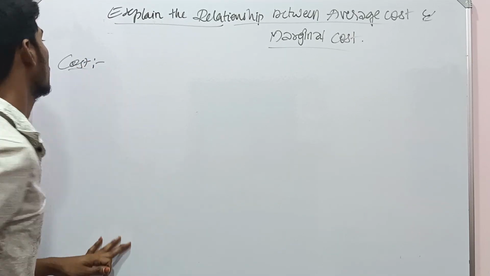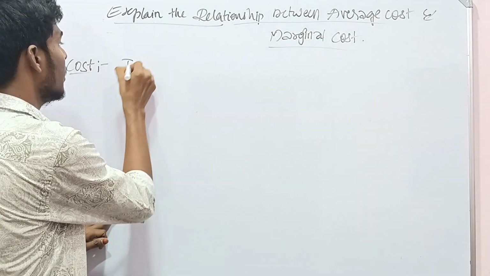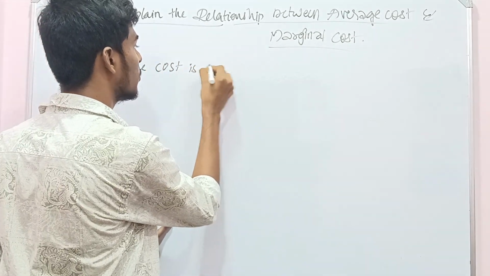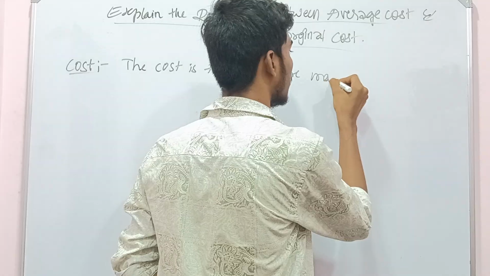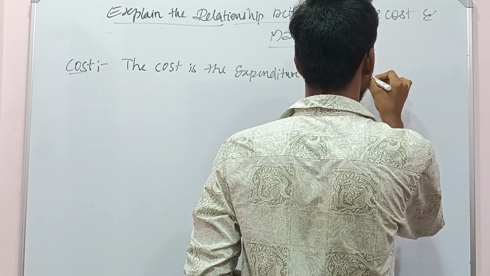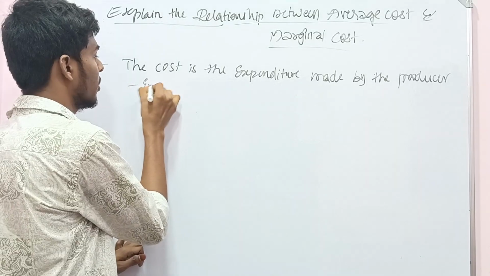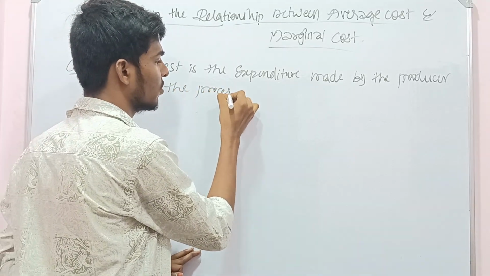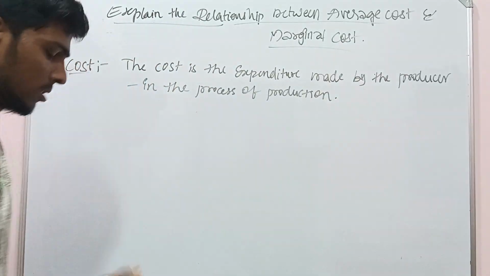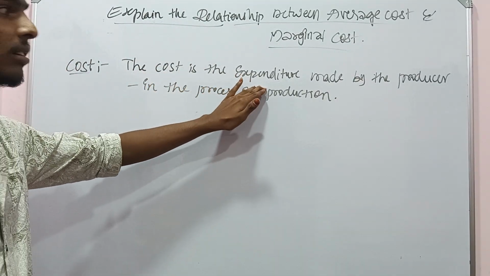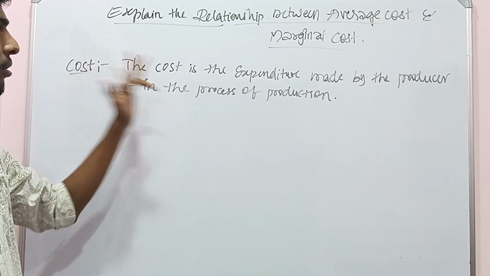Cost. The cost is the expenditure made by the producer in the process of production is called as cost.